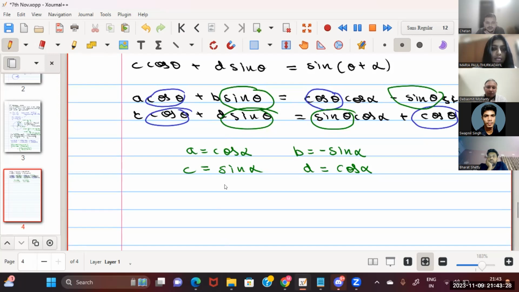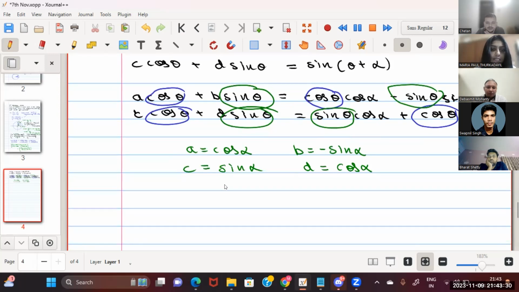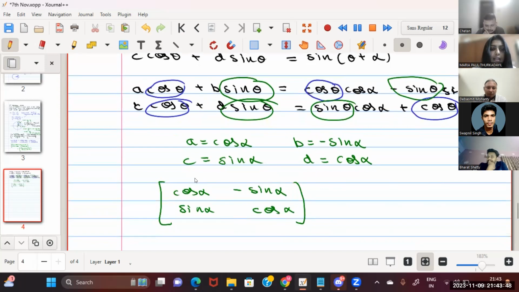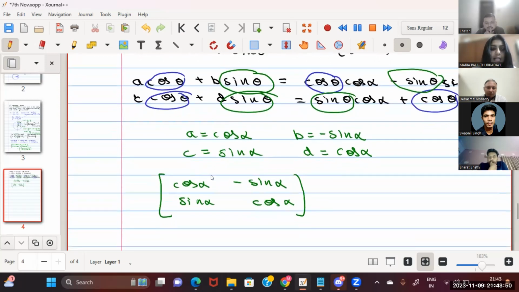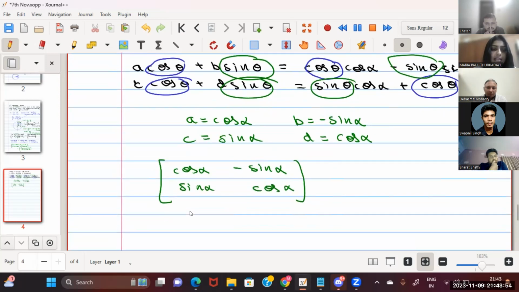Now what do we have here? cos square alpha minus of minus sin square alpha, that is cos square alpha plus sin square alpha. This is an identity we studied before, right? So if you are rotating by an angle alpha, your matrix would actually be of this form.